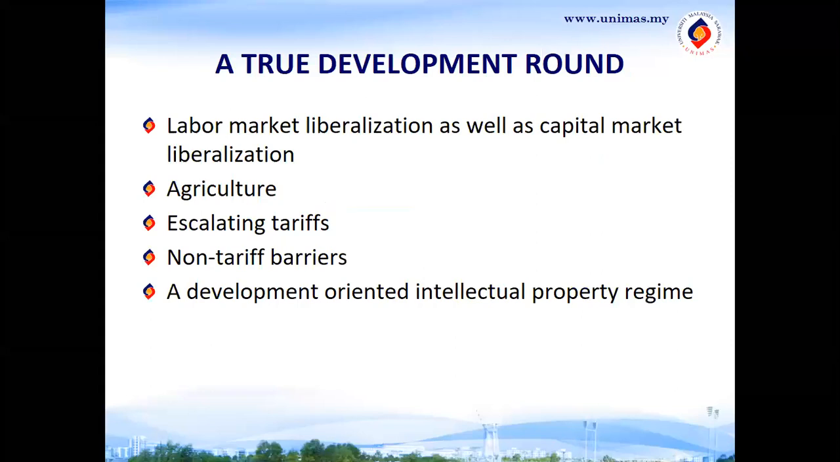So a true development round should be for labor market liberalization, as well as capital market liberalization, and also focus on agriculture, in terms of subsidies. Escalating tariffs is also another issue that needs to be dealt with. The non-tariff barriers also need to be reduced, and there is the concern about a development-oriented intellectual property regime. So these are issues that need to be dealt with. Otherwise, it will continue to only benefit, or be biased against, the less developed countries.